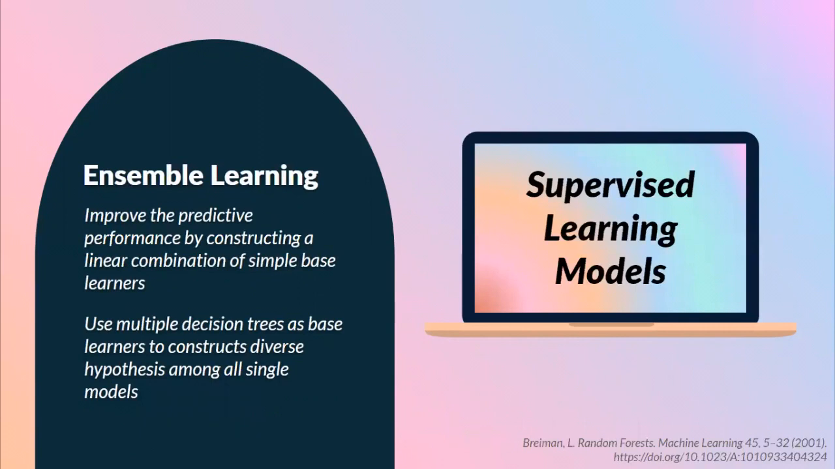Next is ensemble learning, which aims to improve the predictive performance by constructing a linear combination of simple base learners. The simple base learners commonly used in ensemble learning are decision trees, to construct a diverse hypothesis among all single models. For example, a few decision trees have been constructed, and based on all the decision trees, there are a few different hypotheses for us to predict the output.